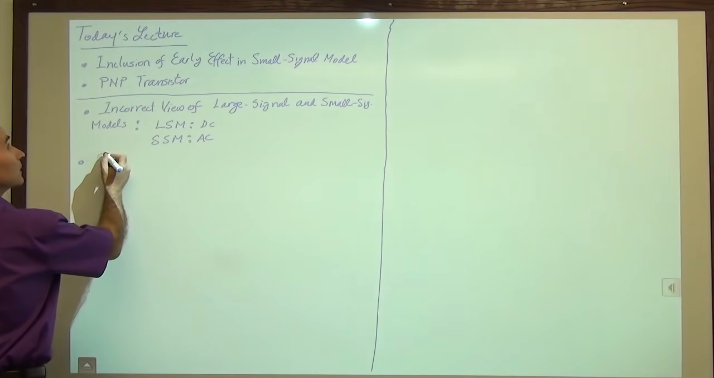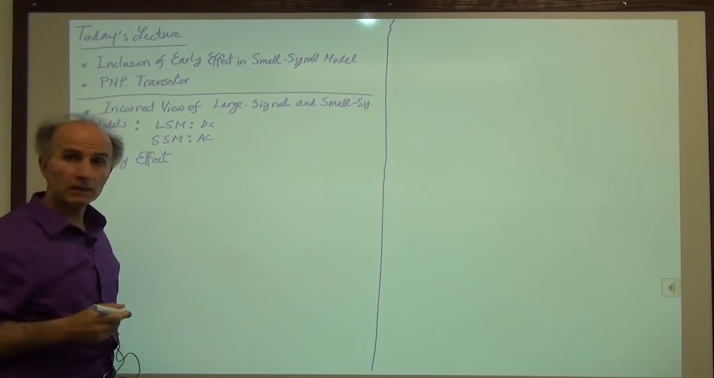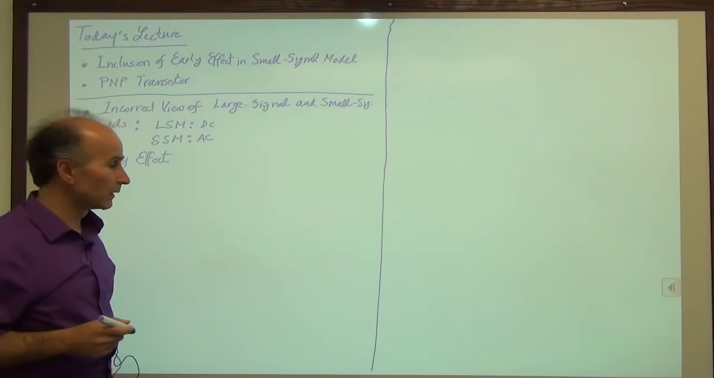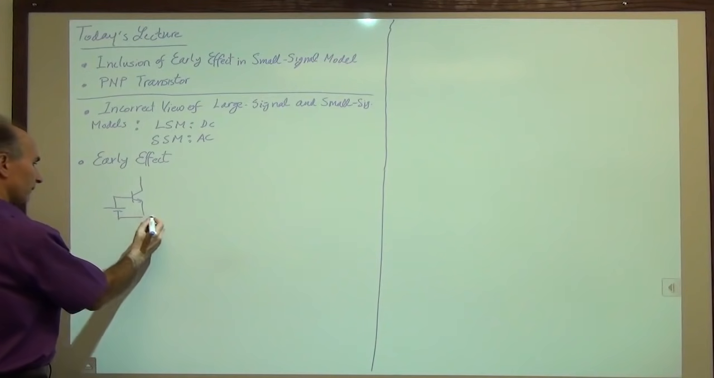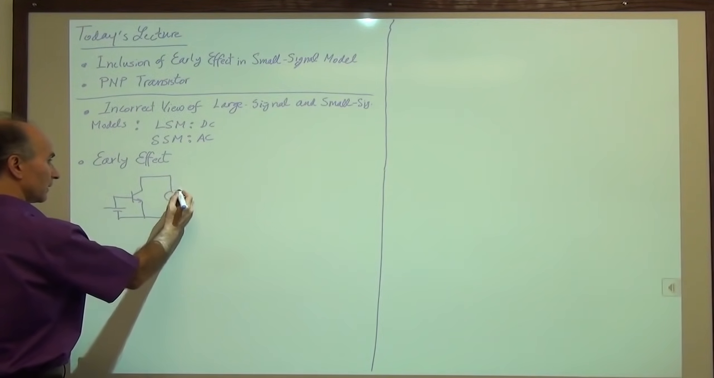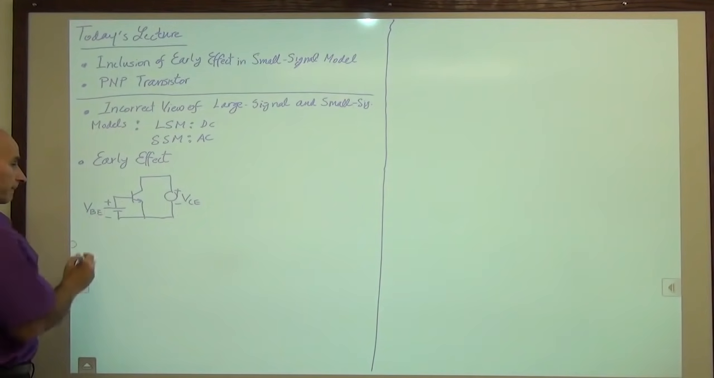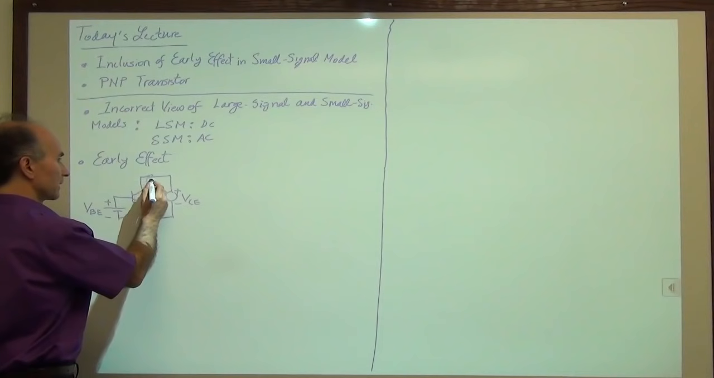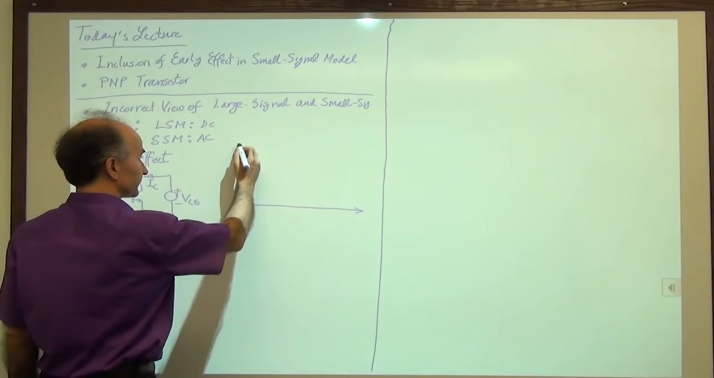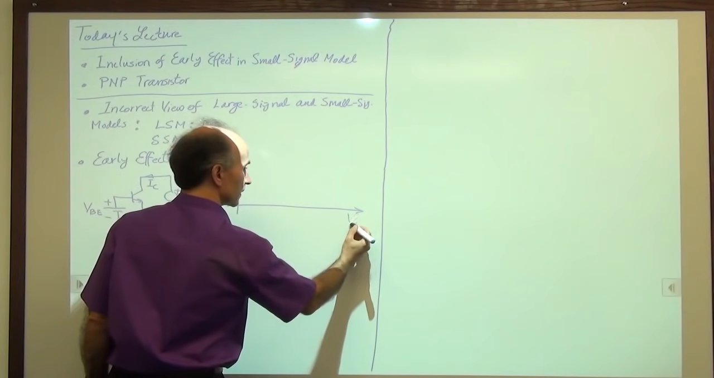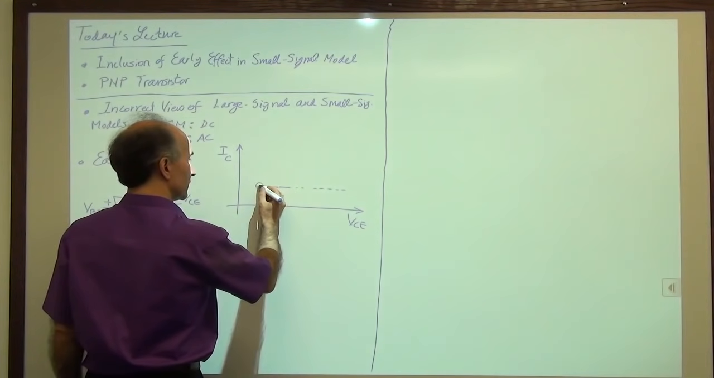Okay, now let's go to the early effect and see what we have to do about the small signal model of the transistors. All right, so here's the situation. We have connected a variable voltage between the collector and the emitter and a constant voltage between base and emitter. And when we examine the collector current as a function of this VCE, we see that the current is not quite constant and it has some variation. Ideally this is what we would like to have, but in practice this is what we see.